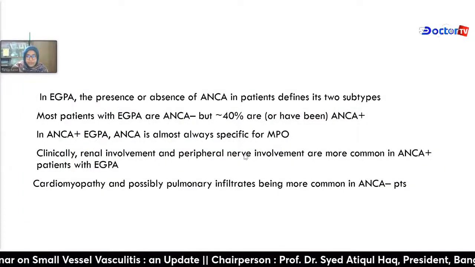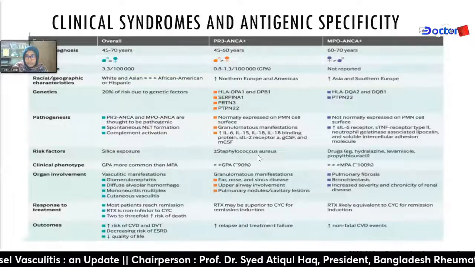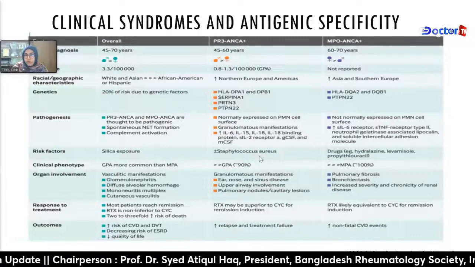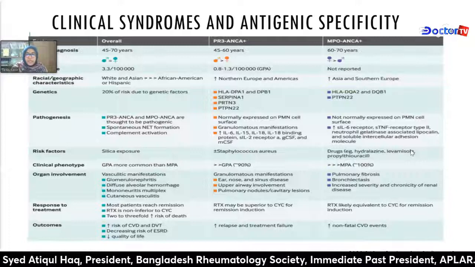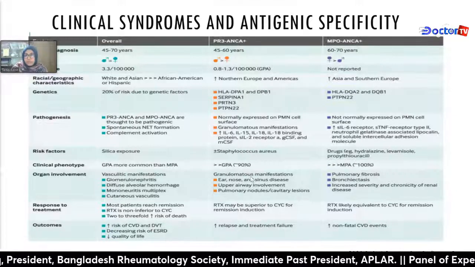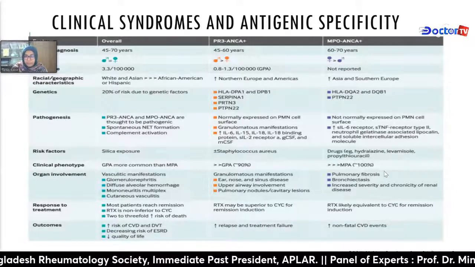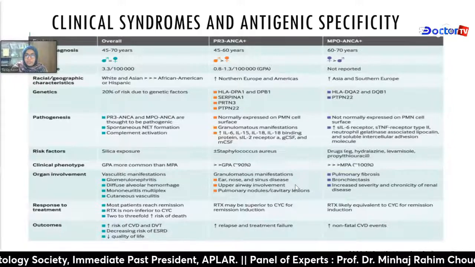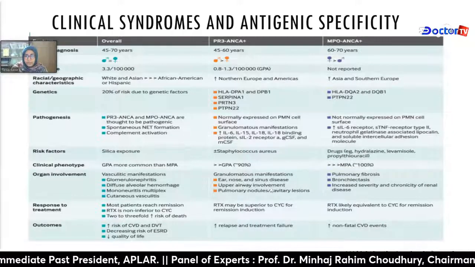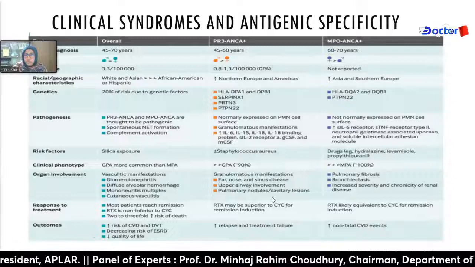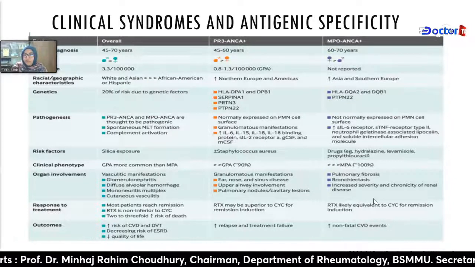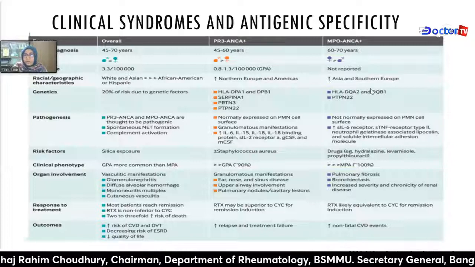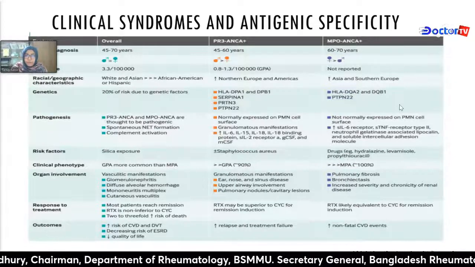The risk factors of PR3 ANCA include Staphylococcus aureus, and the risk factors for MPO ANCA are drugs, hydralazine, propylthiouracil. Clinical phenotype: PR3 ANCA is more associated with GPA, and MPO ANCA is more associated with MPA. Granulomatous manifestations of ear, nose, sinus, upper airway involvement, and pulmonary nodules are more common in PR3 ANCA. Pulmonary fibrosis, bronchiectasis, and increased severity and chronicity of renal disease are commonly found in MPO ANCA.